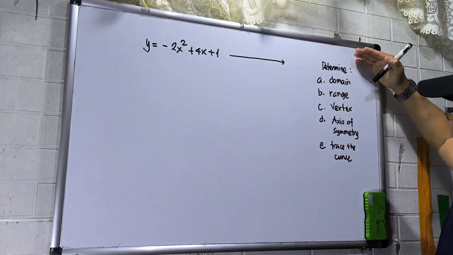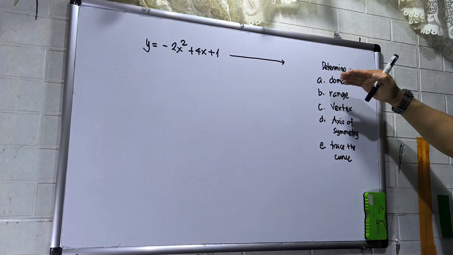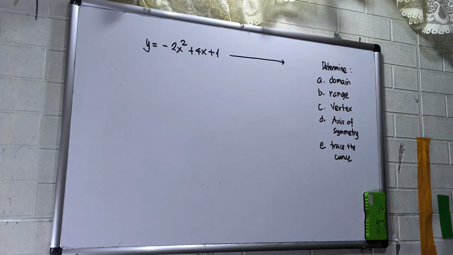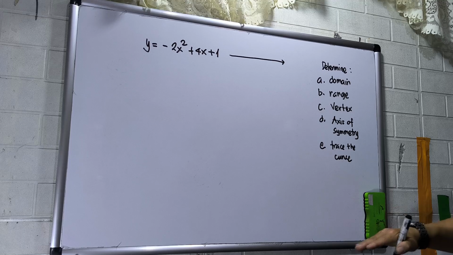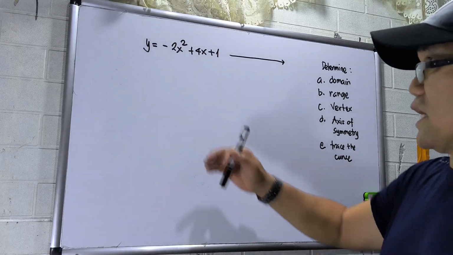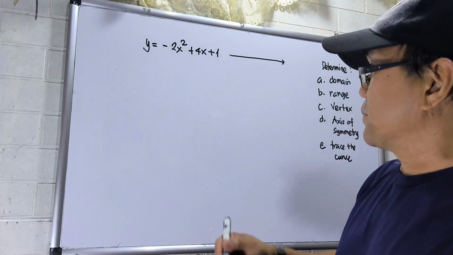Now, we are asked to determine the domain, letter A, range, letter B, vertex, letter C, axis of symmetry, letter D, and then letter E is trace the curve. Okay? So first I have to solve this equation.